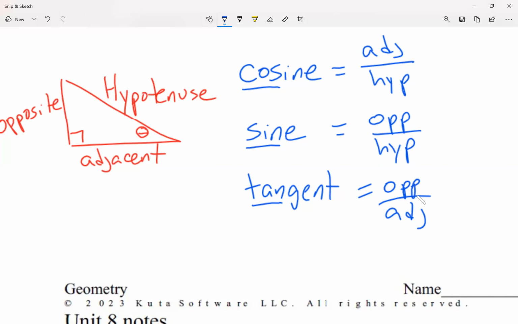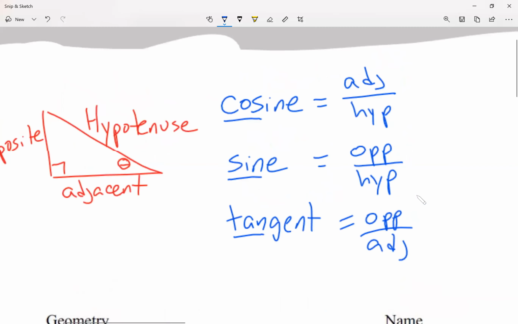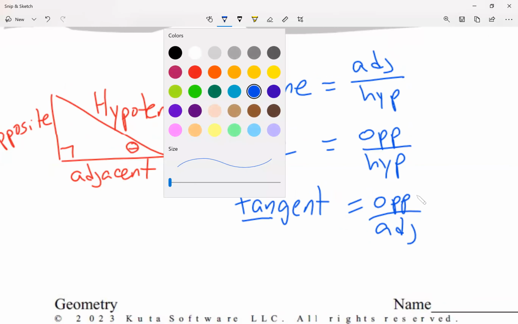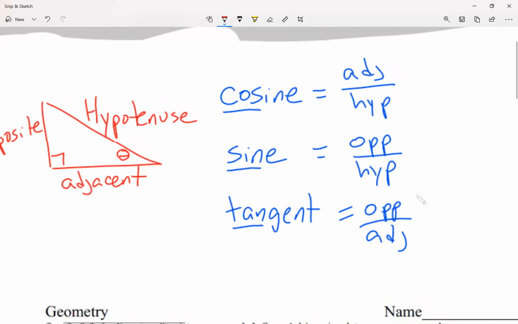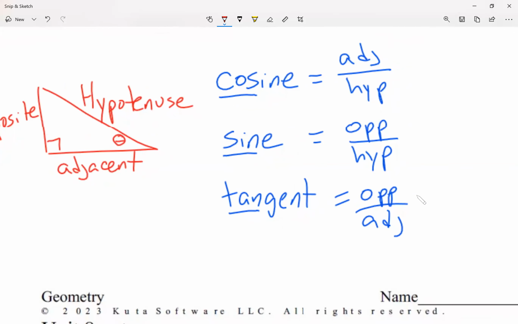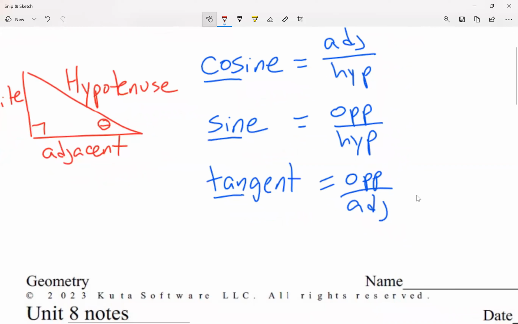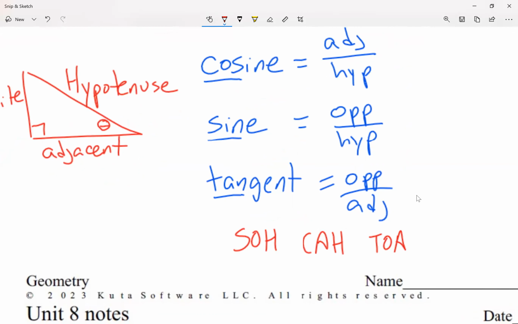There's one way you can remember this. Let me use an acronym. I'm going to write it here at the bottom: SOH CAH TOA. Sine is opposite over hypotenuse. Cosine is adjacent over hypotenuse. Tangent is opposite over adjacent. Like I said, these are fractions.